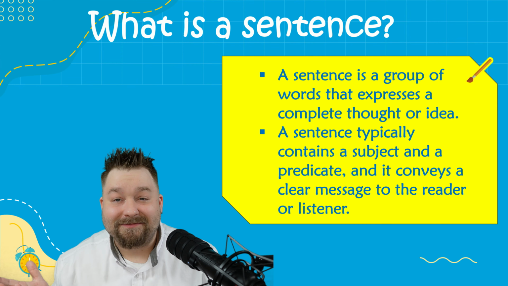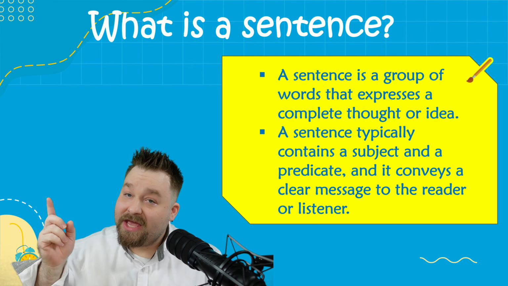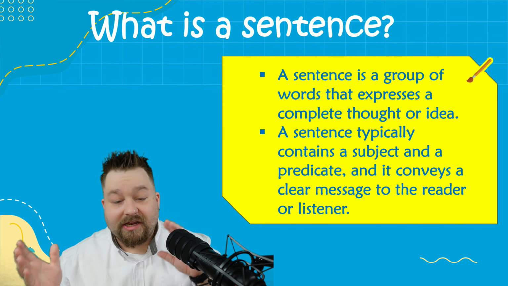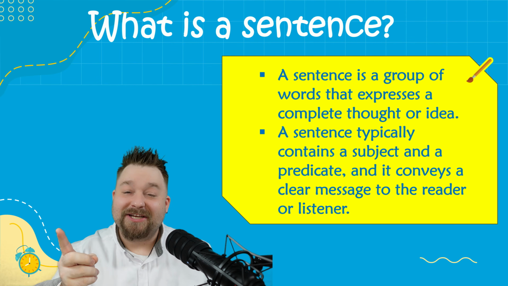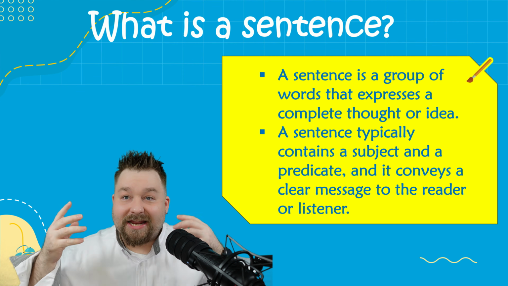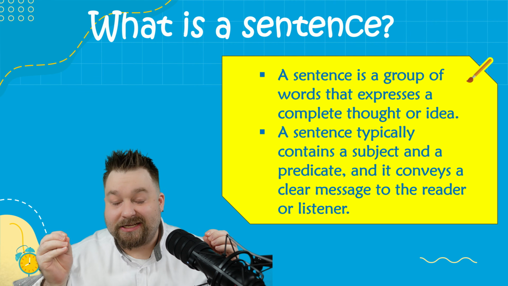Now, the first question is, what is a sentence? It's a good question. Well, a sentence is a group of words that express a complete thought or an idea. Basically, it's something that people can say or write down, and you understand all of it. Nothing's missing. It usually has a subject and a predicate, and it has a clear message in it. I totally understand everything that was said. It's very simple, right? But not always simple to make.